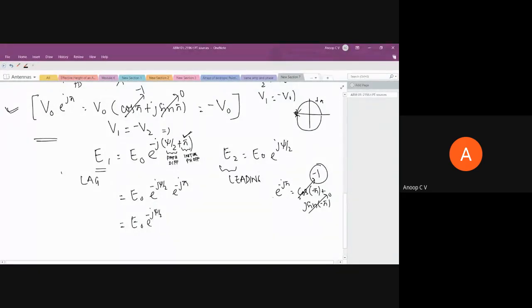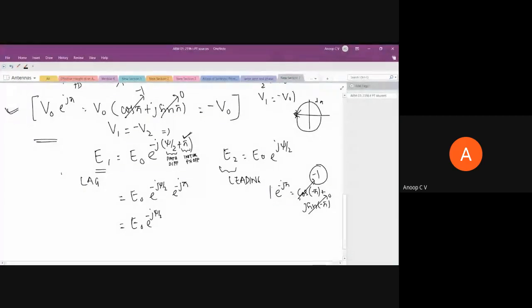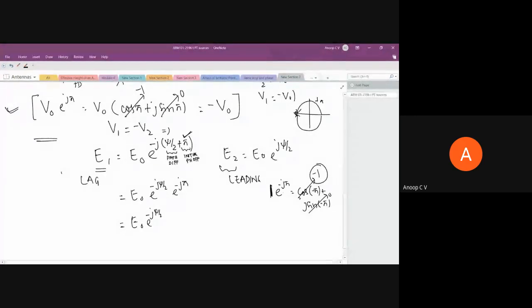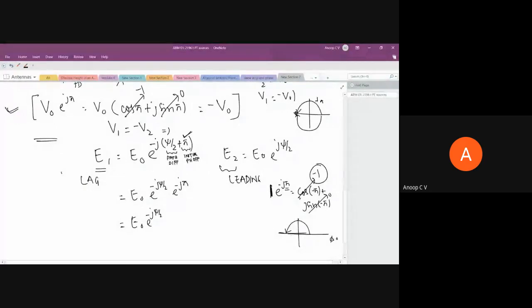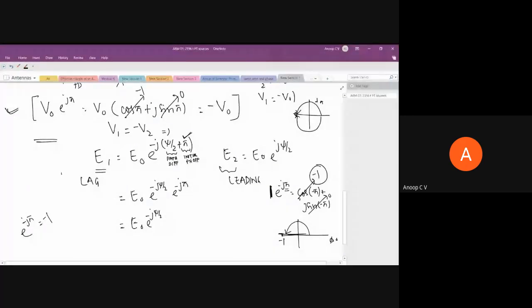In other words, you can see it's a complex number with magnitude 1 and phase equal to pi. Phase equal to pi means this is phase equal to 0, and from here I should travel pi, and magnitude is 1. So it will be minus 1. Please remember this: e power minus j pi is equal to minus 1.